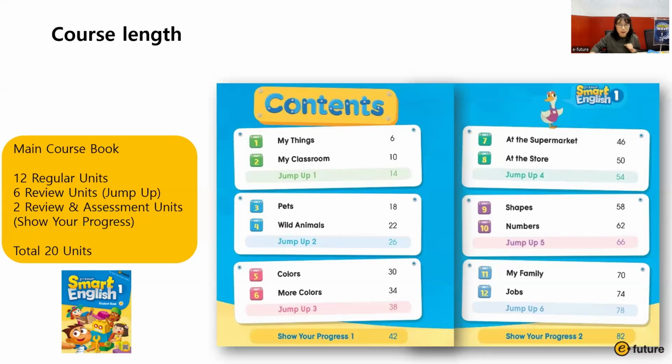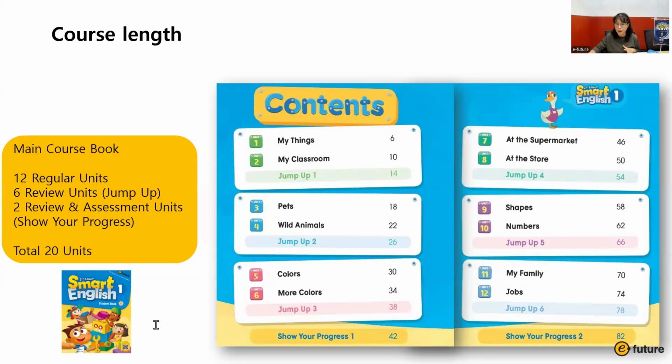So there are 12 regular units. And how many review units? 1, 2, 3, 4, 5, 6. 6 review units. And then we have 2 units for Show Your Progress 1 and Show Your Progress 2. This is review and assessment. So altogether, 20 units: 12 regular units, 6 review units, and then 2 review and assessment units. So total 20 units.